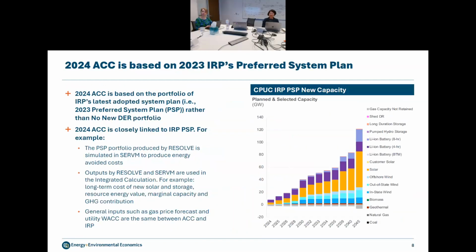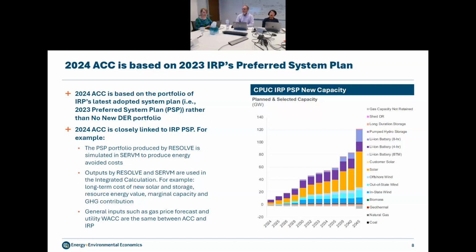All right. This slide describes the first key change of the 2024 ACC. That is, instead of using the no new DER portfolio, now the ACC is based on the IRP's latest adopted system plan, or the 2023 PSP for this cycle. We think that this is one step further in the direction of aligning the ACC and the IRP, or the long-term bulk grid planning. There are several components in the ACC that are closely aligned with the IRP PSP.